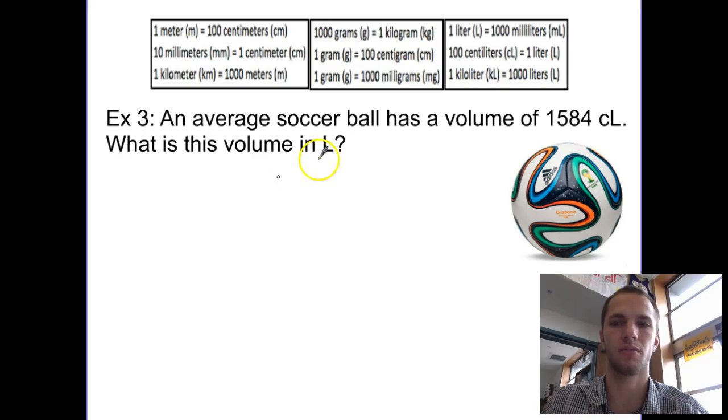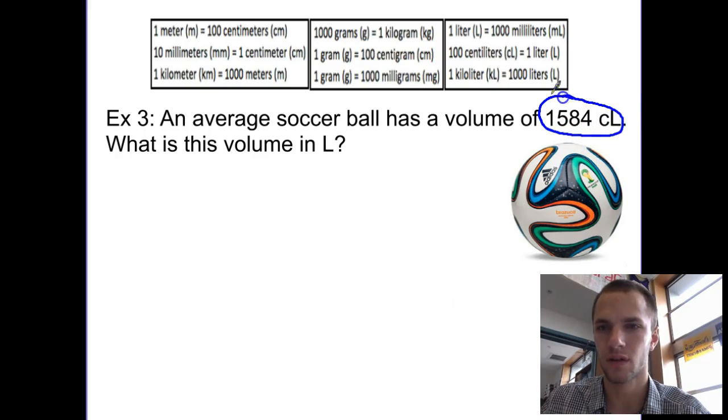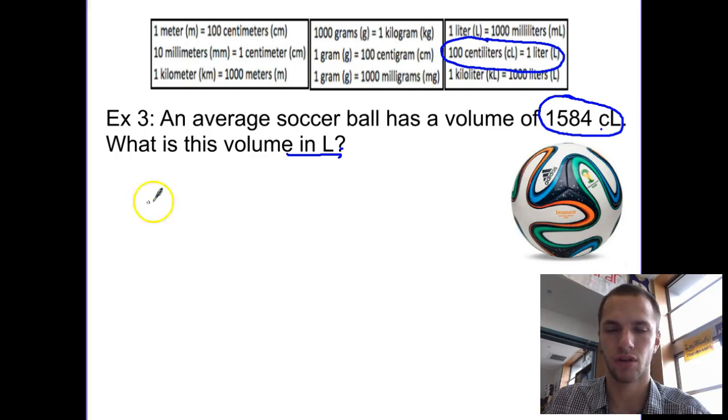An average soccer ball has a volume of 1584 cl. So I'm going to circle my given. What is this volume in liters? That's my unknown. So I need centiliters and liters. Let's go and find that in the chart. There it is. 100 centiliters equals 1 liter. So let's go ahead and do this problem.